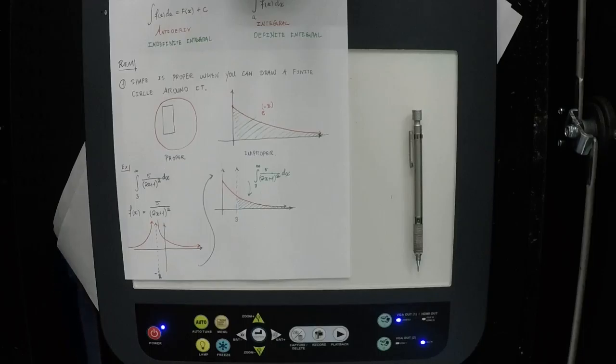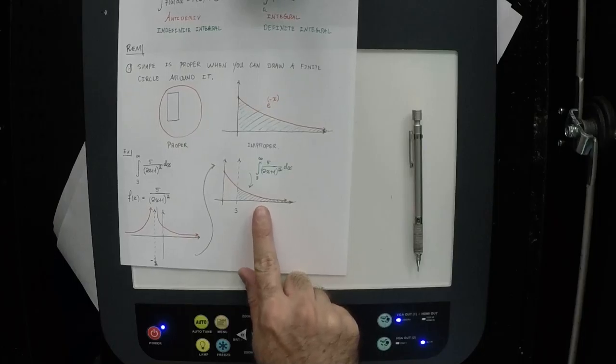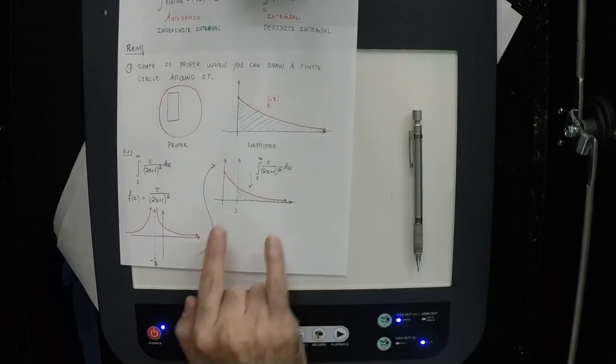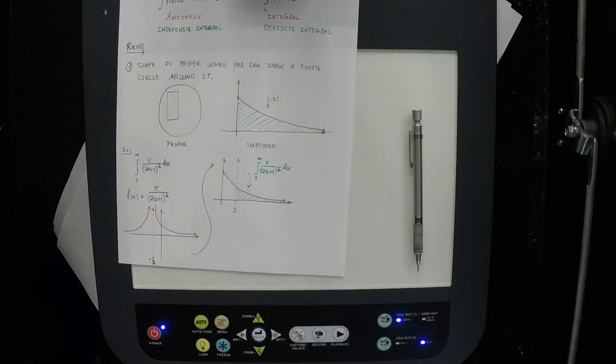At least as stated, what's the problem with this green region? It's not bounded. It's not a proper shape. So that means that we can't do our integral thing, because we can only integrate over a finite interval. So what are we going to do?